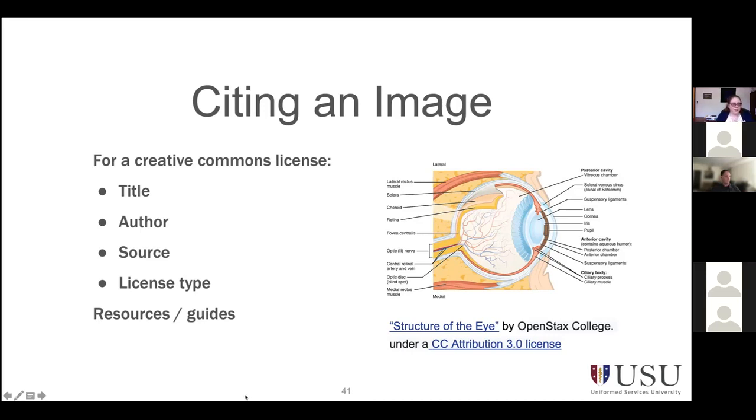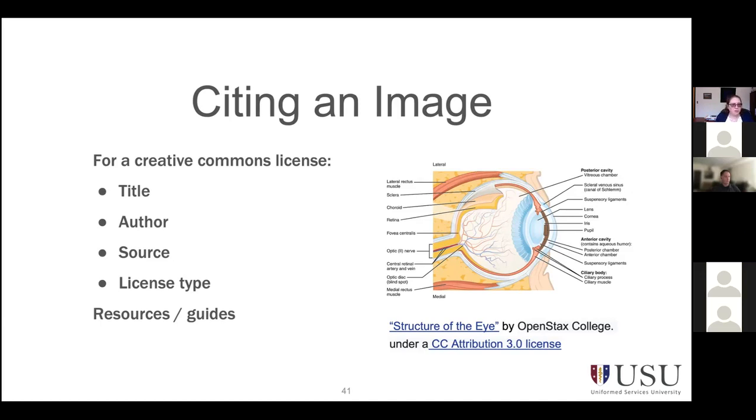The Creative Commons license has gone through some evolution over the years. I think they're currently on version 4, so this was attributed under the previous version. The attribution license means that you're allowed to reuse this work, but you do have to give credit to the creator, in this case OpenStax.